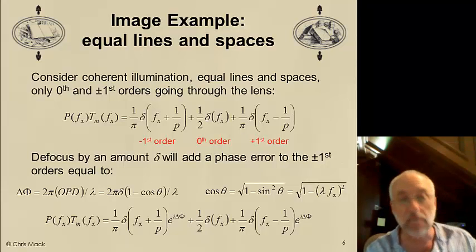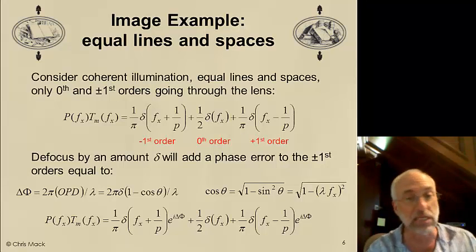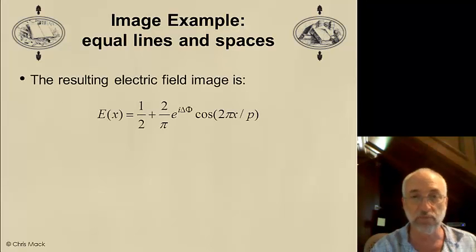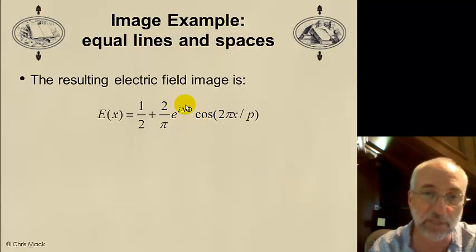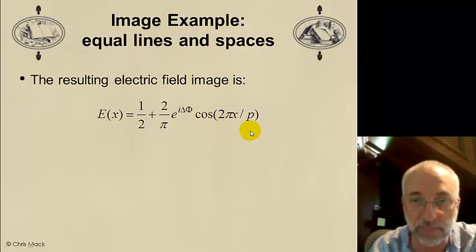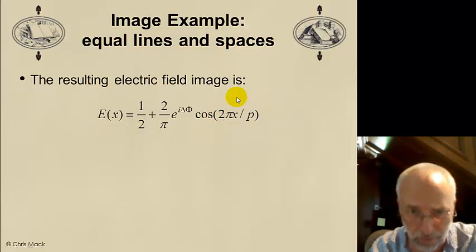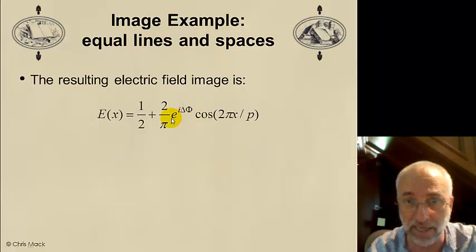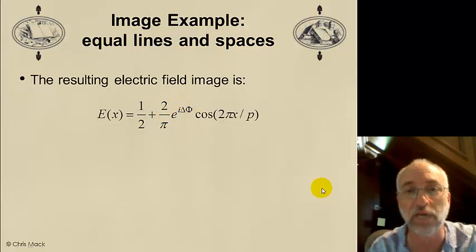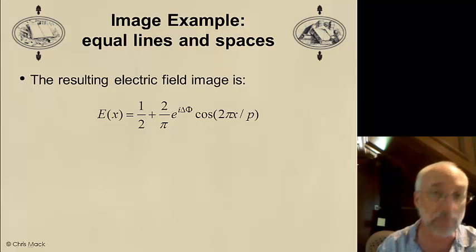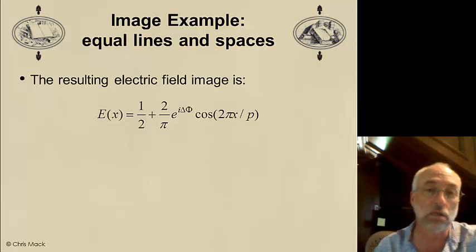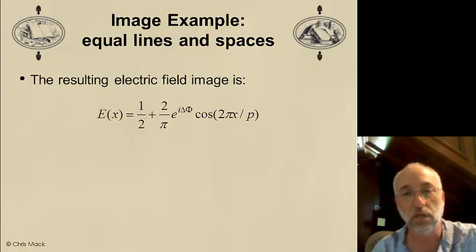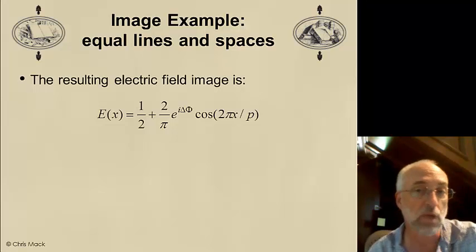Now we can calculate the image just as we had before. We take the inverse Fourier transform of this equation, and here's the result. The resulting electric field of the image is 1/2 plus 2/pi e to the i delta phi times the cosine. Now, if you recall what our answer was before, it looked just like this, but without the e to the i delta phi term. In other words, this is the only difference when I include the impact of focus. When I'm in focus, e to the i delta phi is simply 1, because the delta phi is 0. So the in focus electric field is obtained from this same equation.